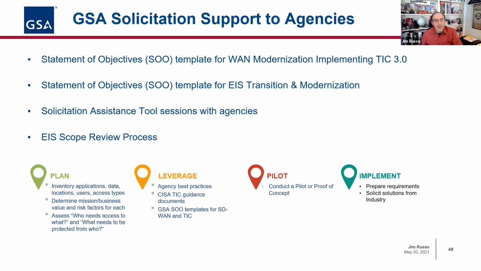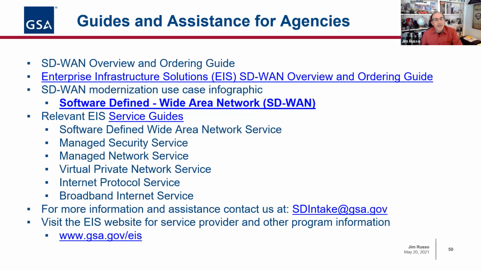Next slide, please. And I want to get to the Q&A. So here is a list of guidance documents and materials we have on the GSA website. A quick way to get to those is gsa.gov/EIS. There'll be a number of user guides and some of the templates that I just spoke about. And with that, I think we have a few minutes left for Q&A.